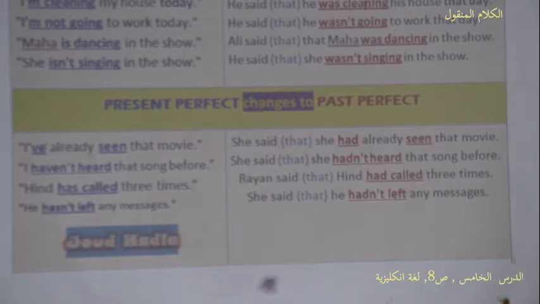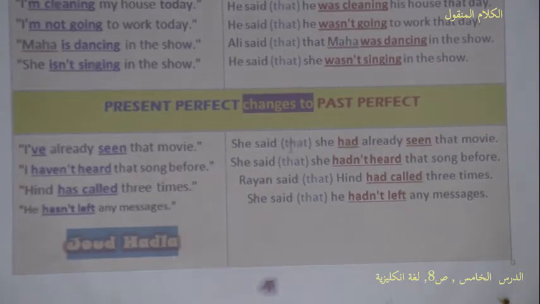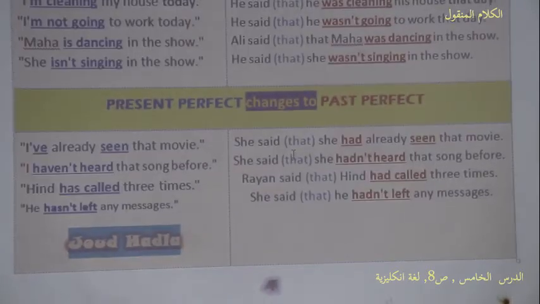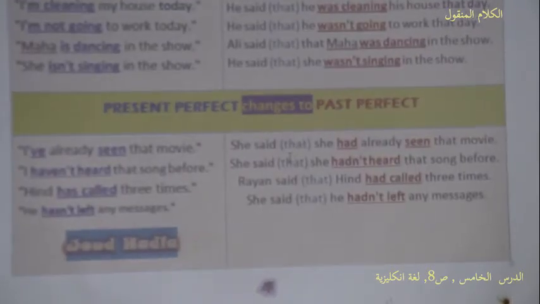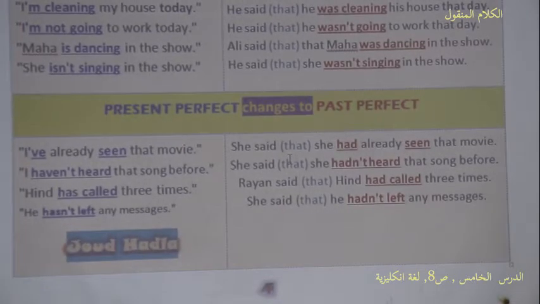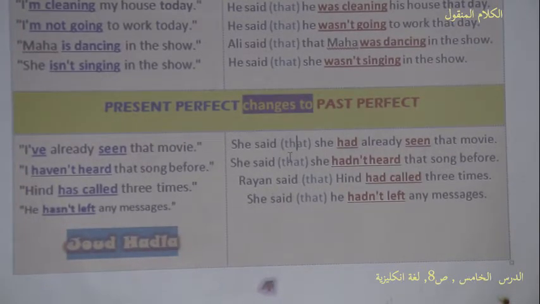So, I've already seen the movie. I've already seen, pay attention, have plus the third form of the verb. So in this case, we need to change it into the past perfect, had seen. So this example, I've already seen that movie, would be in the reported speech: She said (that), don't forget to use that, and it is optional, so I put it between brackets, she had already seen that movie.